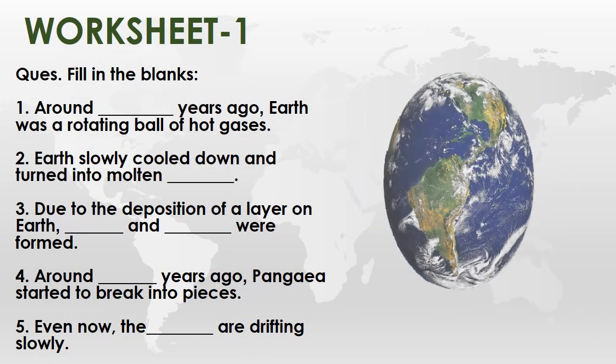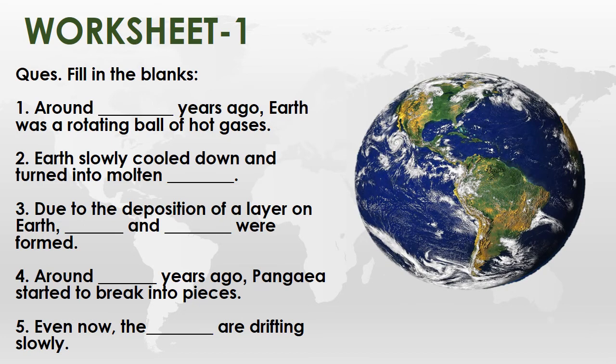Now you have to do these worksheets. Around dash years ago, Earth was rotating ball of hot gases. I told you in the video, you have to learn it. Earth slowly cooled down and turned into molten dash. Due to the deposition of a layer on the Earth, dash and dash were formed. Around dash years ago, Pangaea started to break into pieces. Even now, the dash are drifting slowly. I told you. Now also it is believed that they are drifting apart. What are those that are drifting apart? You have to listen to the video again if you do not remember.